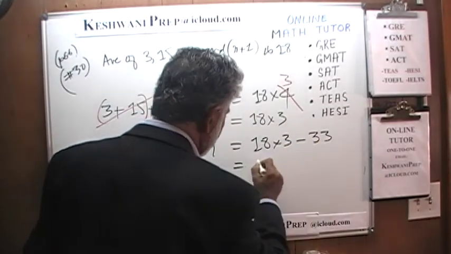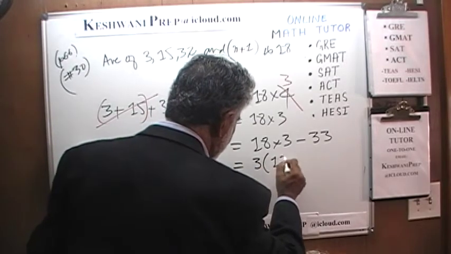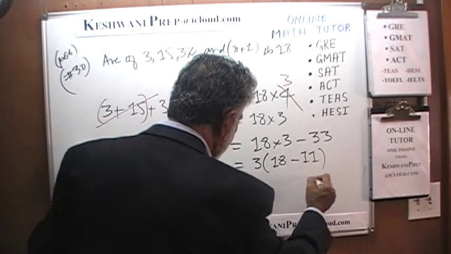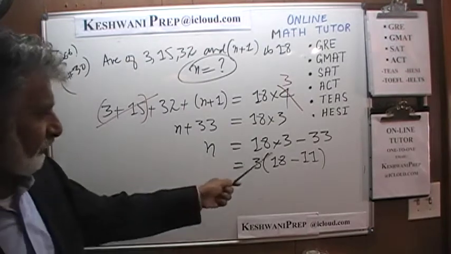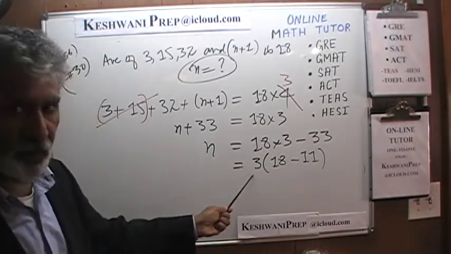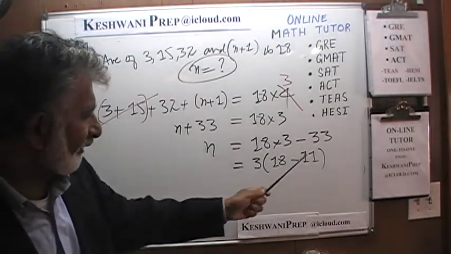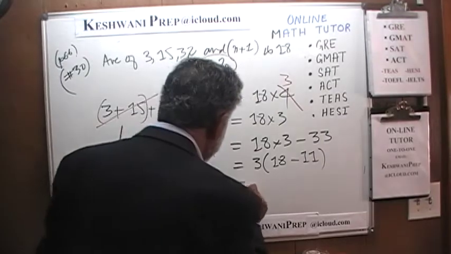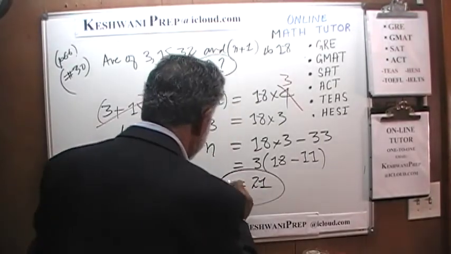This has got 3, this has got 3. Let's take a 3 common out. If we take a 3 common out, we get 18, and 33 is going to become 11. 18 minus 11 is 7. 7 times 3 is 21. Voila. n equals 21.